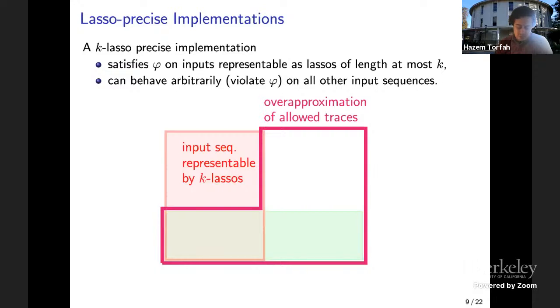So the precision is then based just on the set of k lassos. We need to make sure that violations on k lassos are not accepted by the automaton, and all the others are accepted by the automaton.